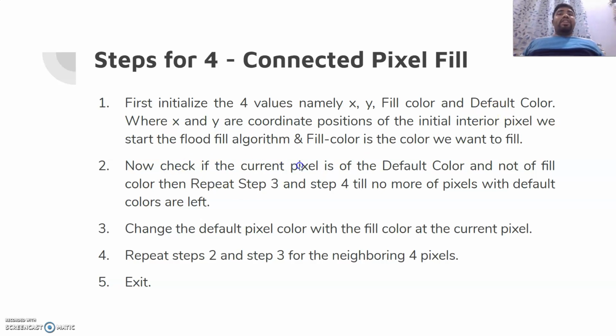Now, what we do is we take the current pixel, and if it is of the default color and not the fill color, it shouldn't be of the fill color. So if it is of the default color, then we repeat steps 3 and 4 till there are no pixels left with the default color inside that region. So what we do is we change the default pixel color with the fill color at the current pixel. And then again we keep repeating steps 2 and 3, that is checking the pixel with the default color and coloring the pixel. We do it for all our neighbors, and we have 4.